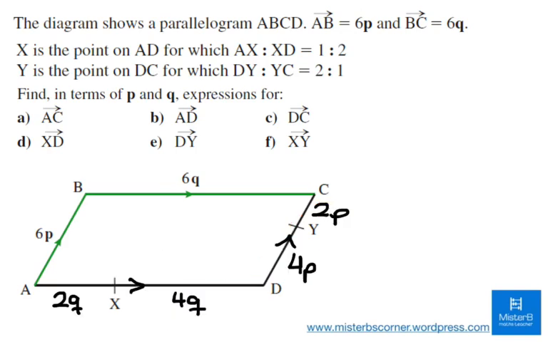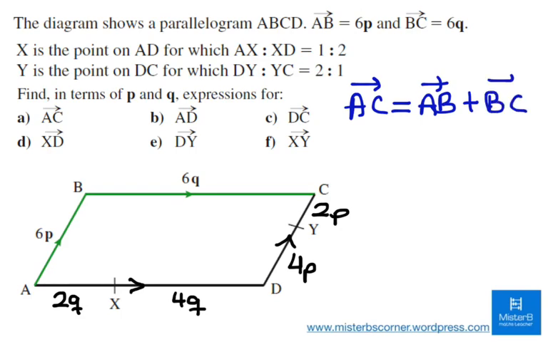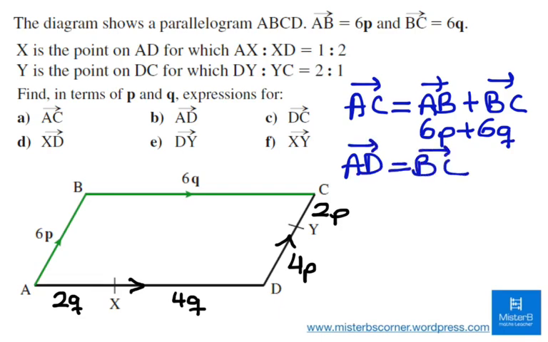Now, AC is easy. It is just AB plus BC. So it's going to be 6p plus 6q. AD is the same as BC, so it's going to be nothing but 6q. We just talked about that. And DC is the same thing. We said that it's going to be 6p because it's the same as AB.